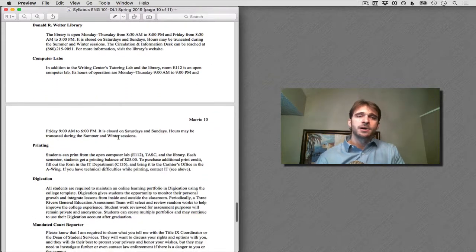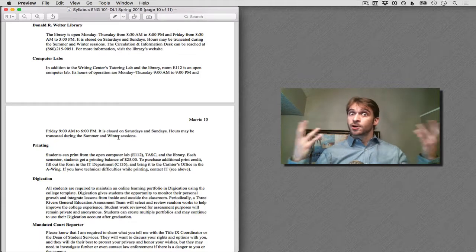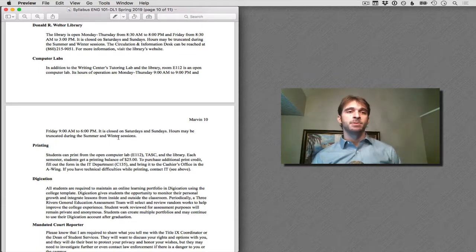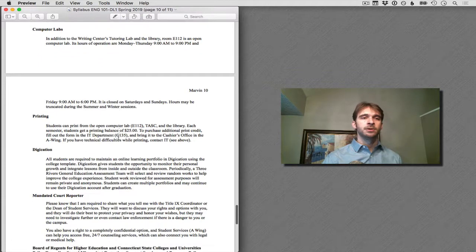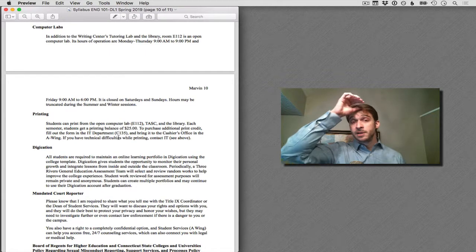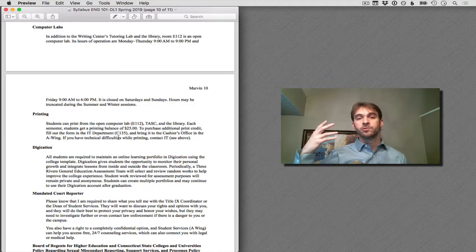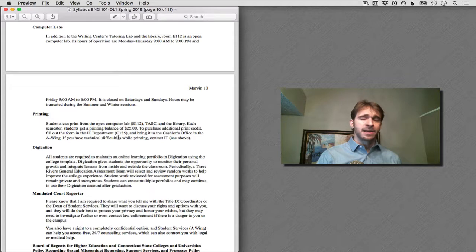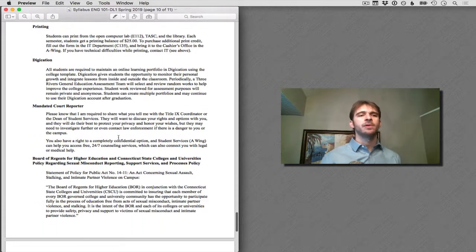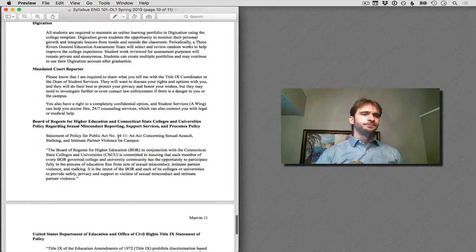The library hours are here for your records. We will not be going there as a class, of course, because we are an online group, but it's there for your information, as is the computer lab. E112 is an open computer lab that has computers available to you as well as printers available to you as long as the building is open. And of course, there are also computer labs in the Writing Center and in the library. Printing policy is there for your records. The Digication policy is something we will worry about at the end of the semester.